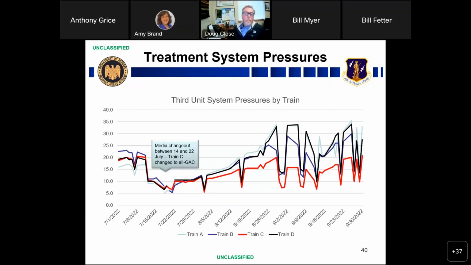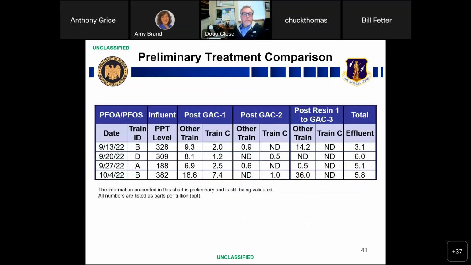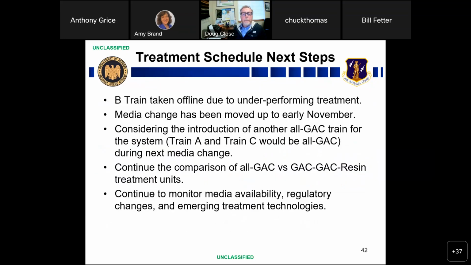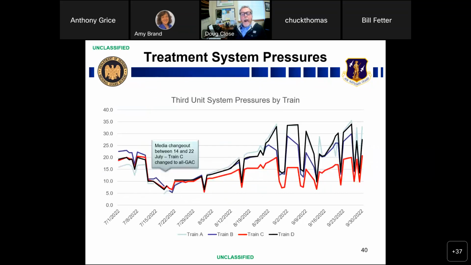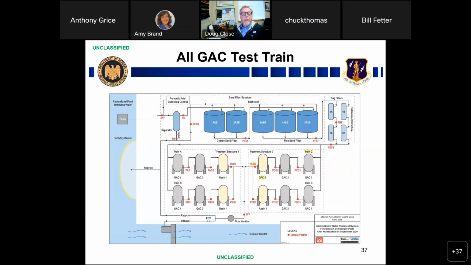Thank you. The first question I had, I missed it and I apologize. Train D, what is the configuration of Train D? Train D is one of our original configurations of GAC and resin. So only GAC and resin. Yeah. Okay, and Train A is GAC resin also, right? Yes, sir. So was there a difference between Train A and D? No. Oh, okay. That's probably why I missed it. I was looking for something going on there.